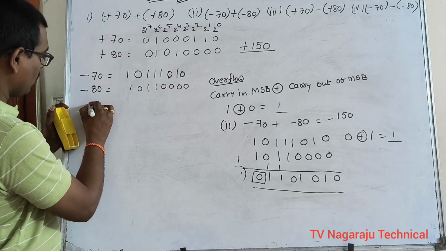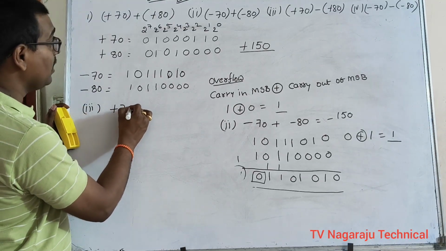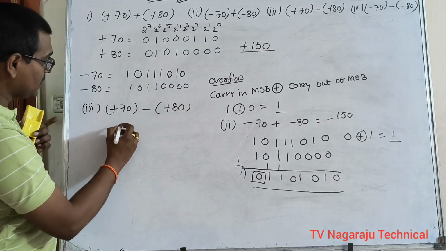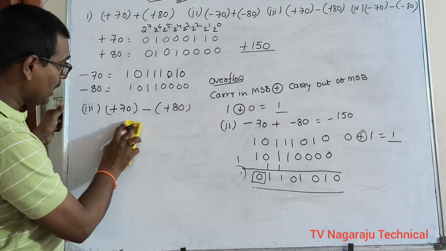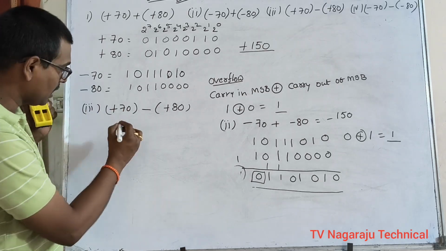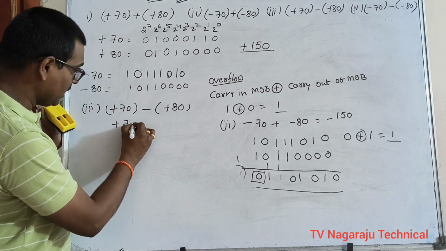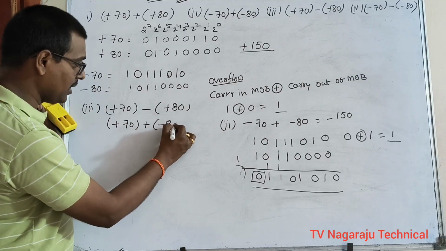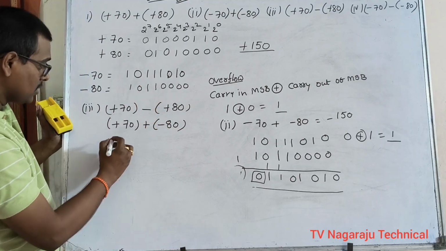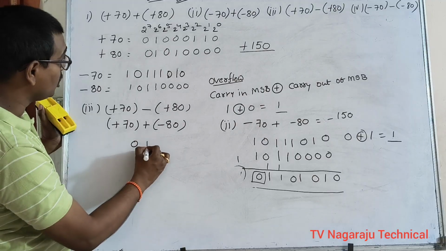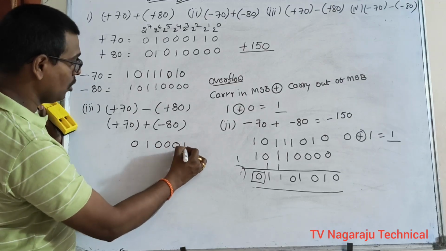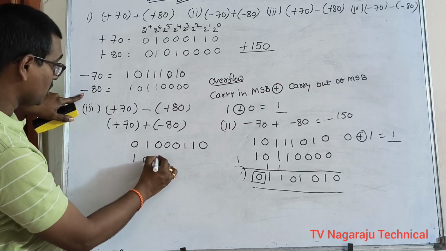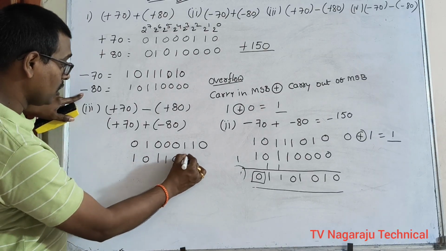Case 3 is plus 70 minus plus 80. So first, plus 70. How are we representing it? The minus operation is not at all possible. We represent it like this: plus 70 plus minus 80. You got it? Both are same. So what is the plus 70 value? 0100 0110. Minus 80 is 1011 0000.